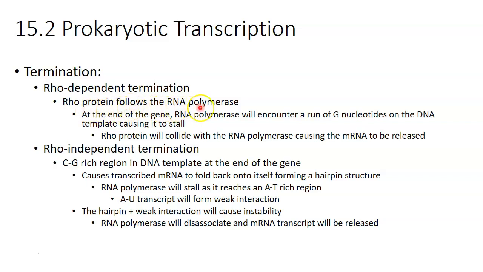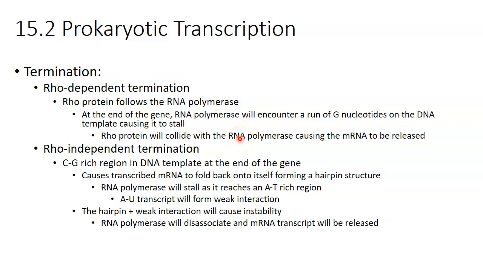along behind RNA polymerase. And as RNA polymerase nears the end of the gene, it will encounter a stretch of repetitive G nucleotides. So guanine, guanine, guanine, guanine, guanine. And as it encounters those, it's going to stall. It kind of slows down and stalls out. And what happens is this Rho protein that was following behind it doesn't slow down, so instead it just jams right into the RNA polymerase, literally knocking it off of the DNA. So that's one possibility.